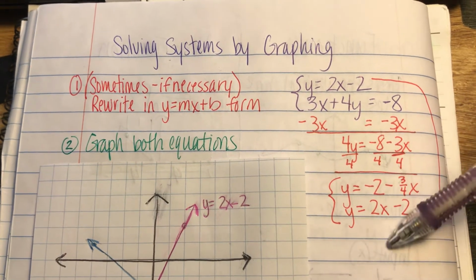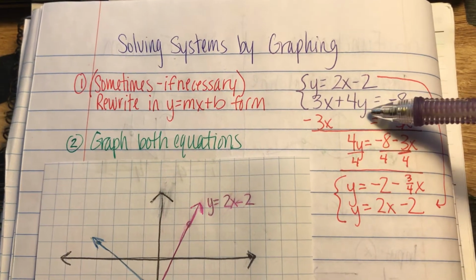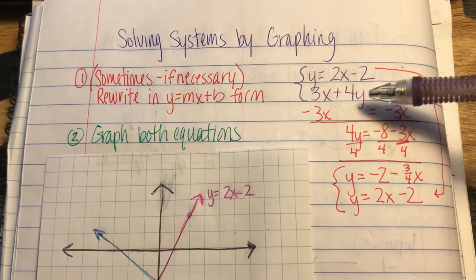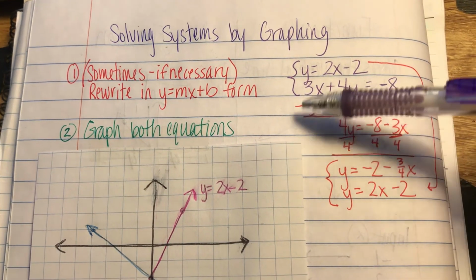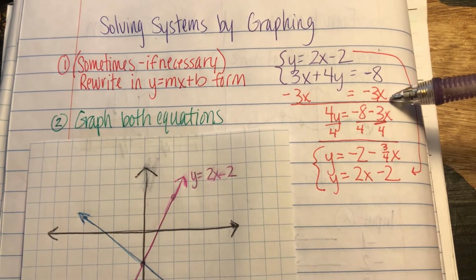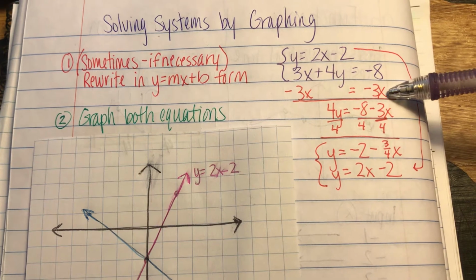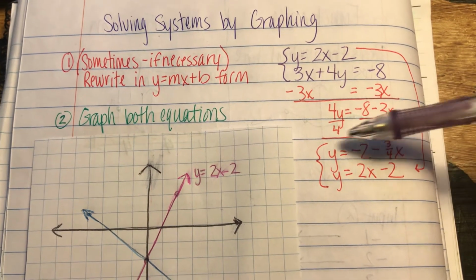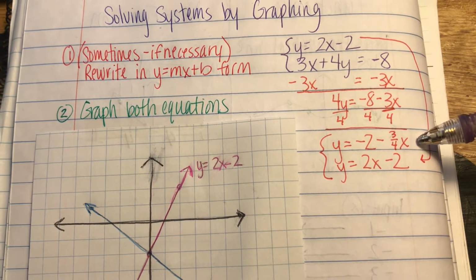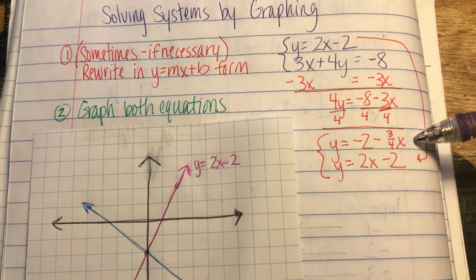I've gone through how to do that here. Remember, what we're doing is solving for y when we're rewriting these equations. So we want to get y alone. We have to undo all the other stuff that was done to y using algebra. So we'll take 3x away from both sides. We divide everything by 4. And then we get y equals negative 2 minus 3/4 x down here.